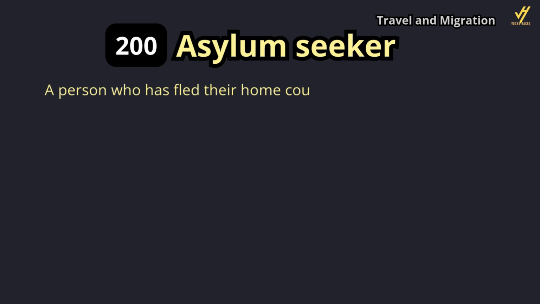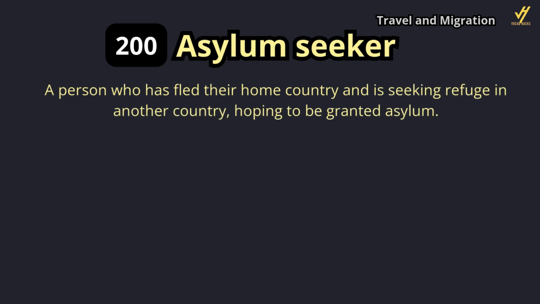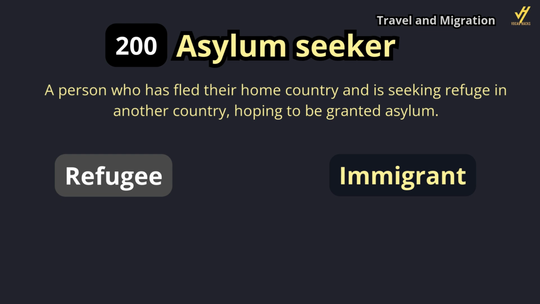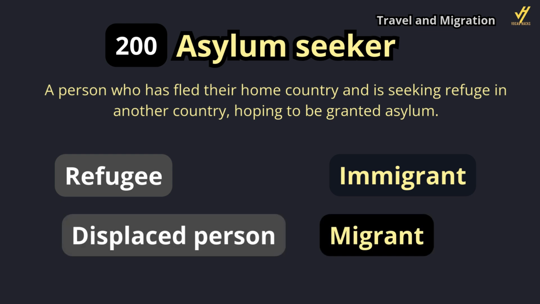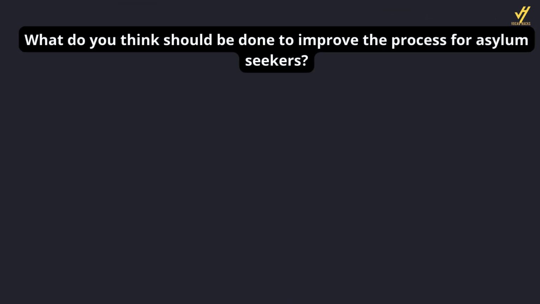Asylum seeker. A person who has fled their home country and is seeking refuge in another country, hoping to be granted asylum. Refugee. Immigrant. Displaced person. Migrant. What do you think should be done to improve the process for asylum seekers?